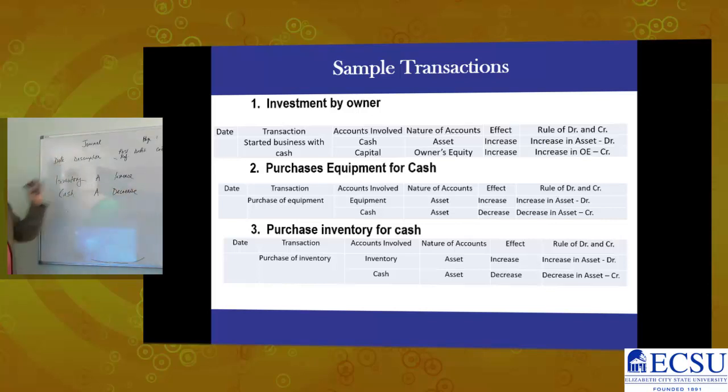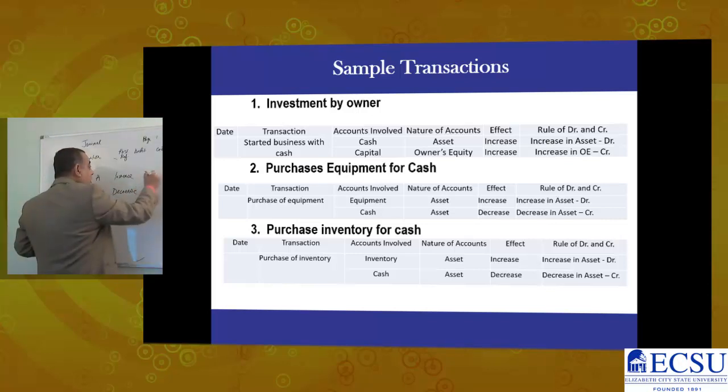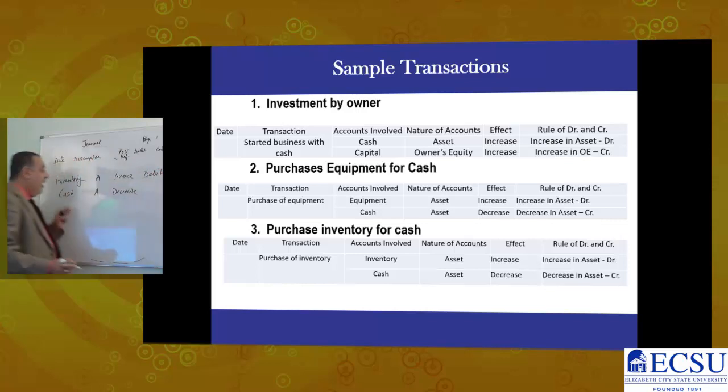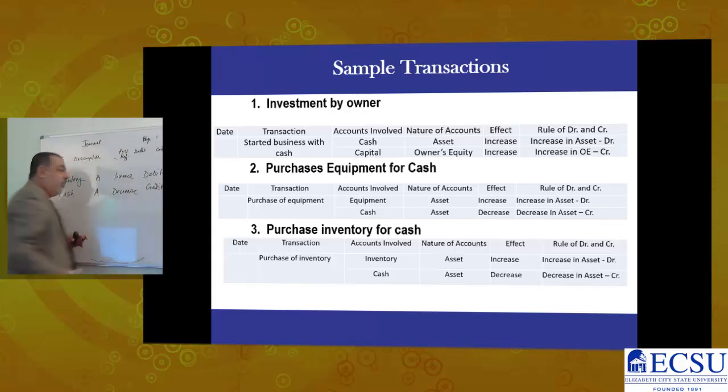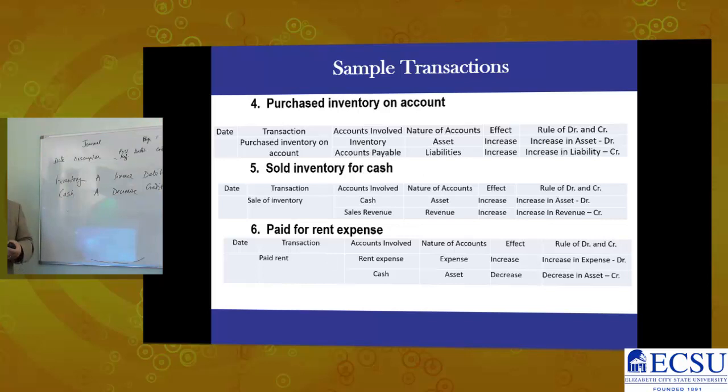And now again, go back to the rule. If an asset increases, it will be a debit. So this is going to be a debit. And if it decreases, it's going to be a credit. So that's how we'll be handling these sample transactions. Okay, let's move on with our journalizing of transactions. Now you can try some of these transactions.